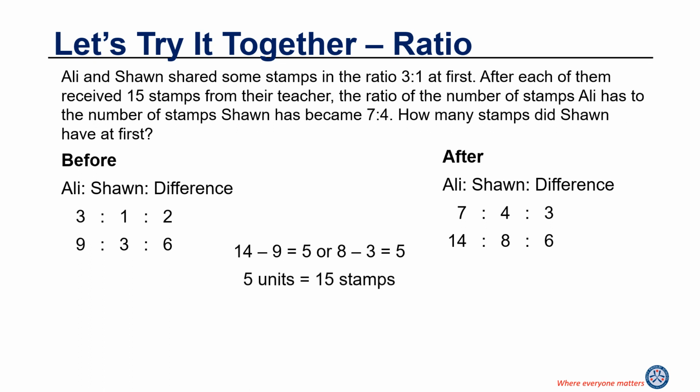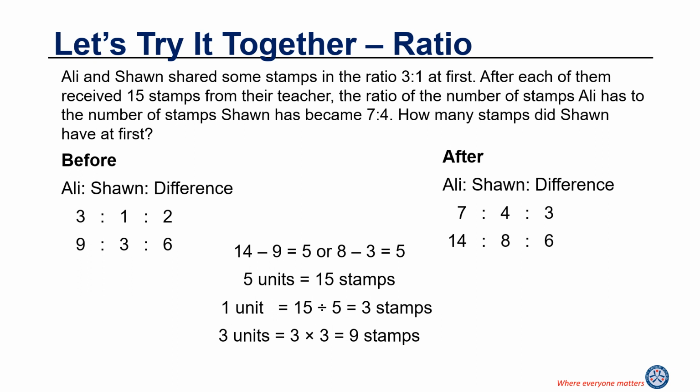So 5 units represents 15 stamps, 1 unit then represents 15 divided by 5, which is equal to 3 stamps, and 3 units then represents 3 multiplied by 3, which is equal to 9 stamps. Sean had 3 units at first, which is equivalent to 9 stamps.